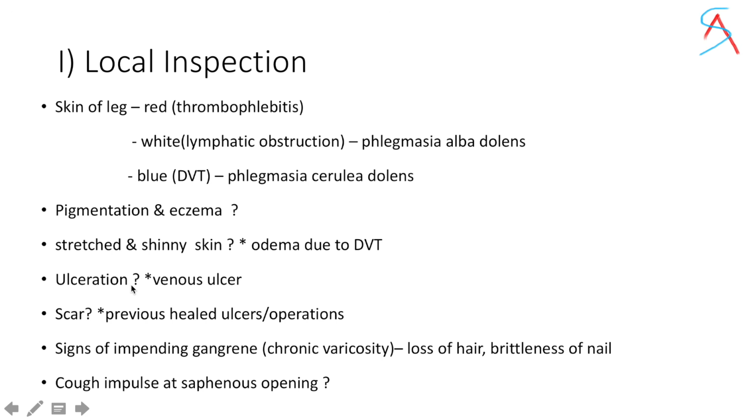You have to look for any ulceration. Generally, prolonged varicose vein could be associated with venous ulcer. You have to look for any scar, which could be there because of any previous healed ulcer or any previous operation done for varicose vein. You have to look for signs of impending gangrene. In case of chronic varicosity, there could be loss of hairs in the limb and brittleness in the nail. You have to look for the cough impulse at the saphenous opening.